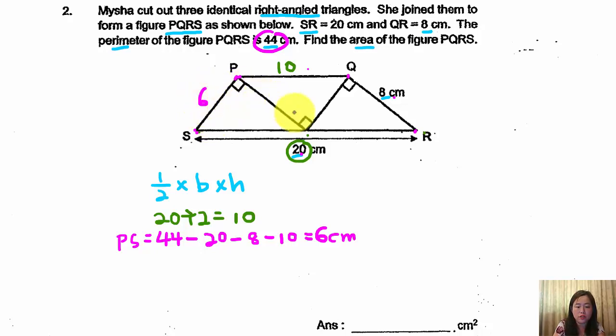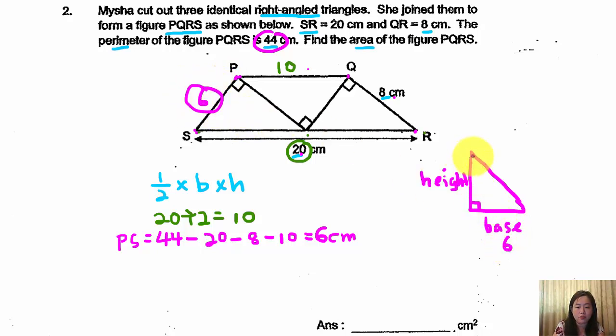And now let me draw this triangle out for you. So this is the base, this is the height. And therefore what we have just found is the base of the triangle, which is 6. And now we have to decide what is the height. To find the height, notice that this is the base of the triangle and this is the shorter portion. So this is actually the longer portion, which is actually 8.